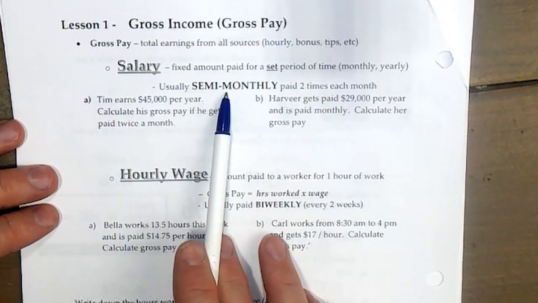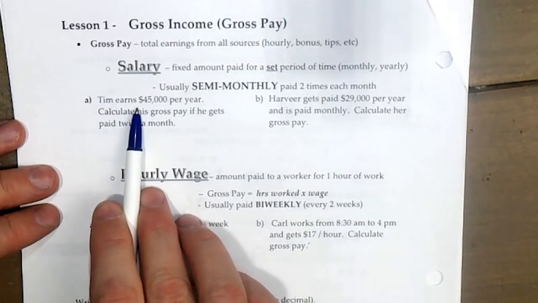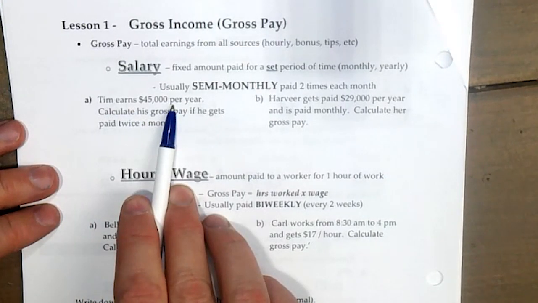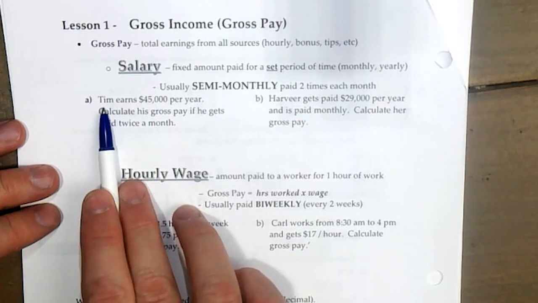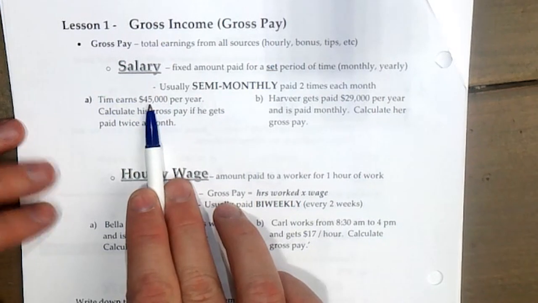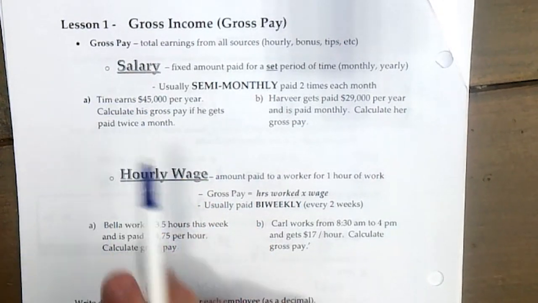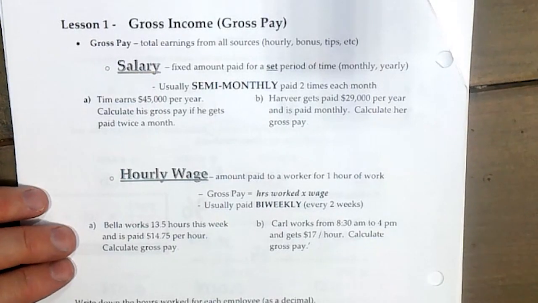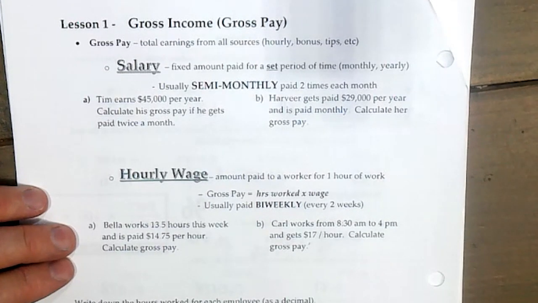You generally work the same hours or are expected to finish your work, and you have to figure out how much is on each paycheck. $45,000 a year for Tim. He gets paid twice a month, so I'm going to take this $45,000 divided by 12 months, and then twice a month, so divide by 2. You can go a little faster and divide by 24, but that's the idea.